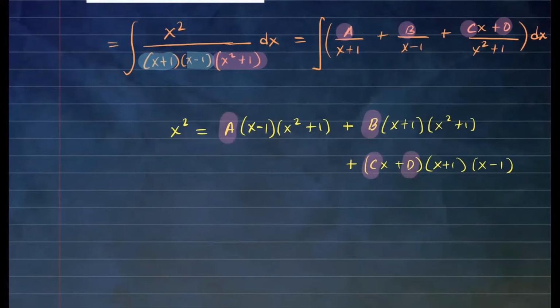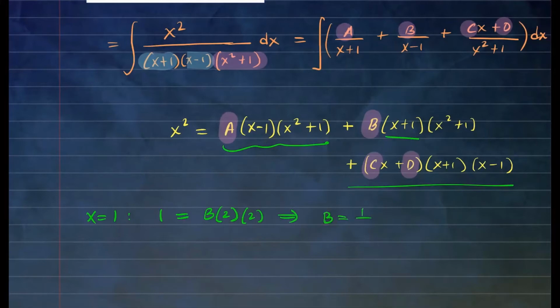So we're going to use the substitution method, where you plug in convenient values for x so that the other constants go to 0. For instance, if I choose x equal 1, this will go to 0, and all of this will go to 0. So that allows me to solve for b. You have 1 squared, that's 1 on the left side. On the right side, the first term goes to 0, so the b term survives. You have b times 1 plus 1, that's 2, and then 1 squared plus 1, that's also 2, and this last term goes to 0. This gives you b is equal to 1/4.